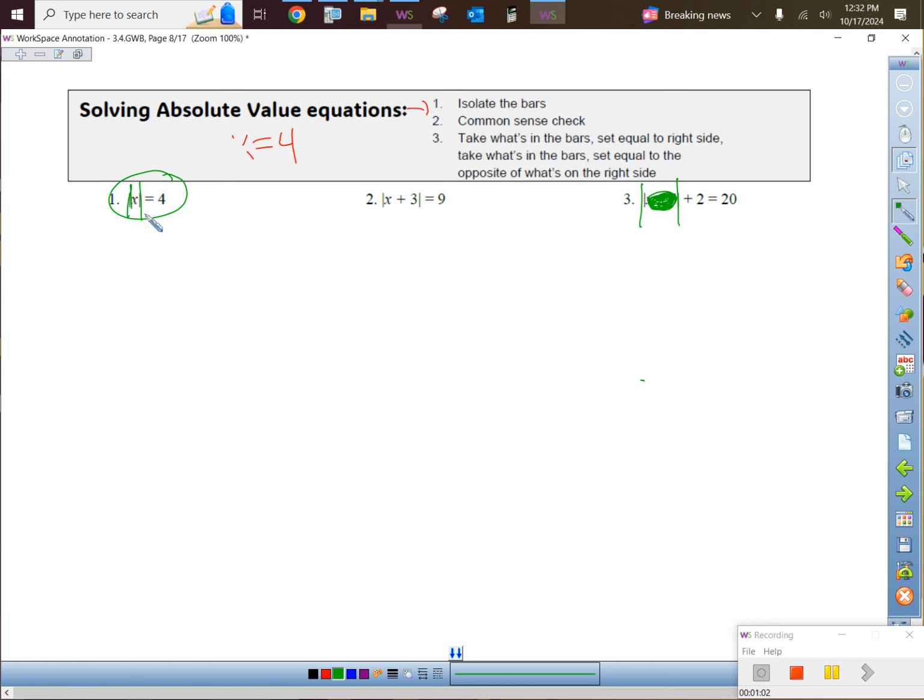So boom. Step 2, common sense check. I'll talk about that in a minute. We'll come back to that, right? We'll do a common sense check. But step 3, we're just going to solve this equation.